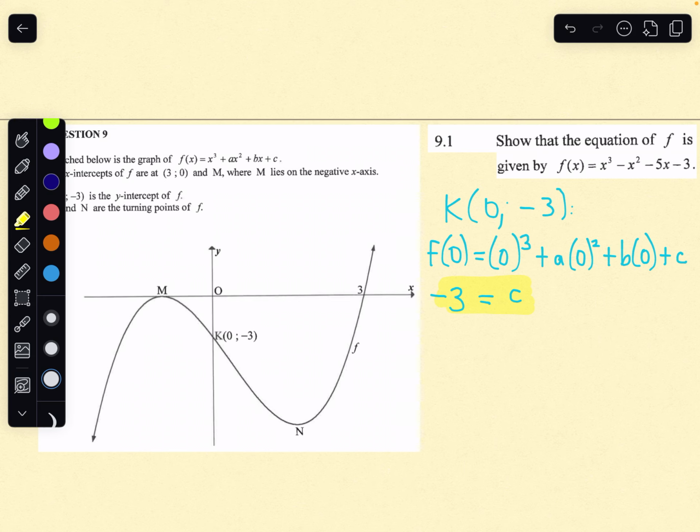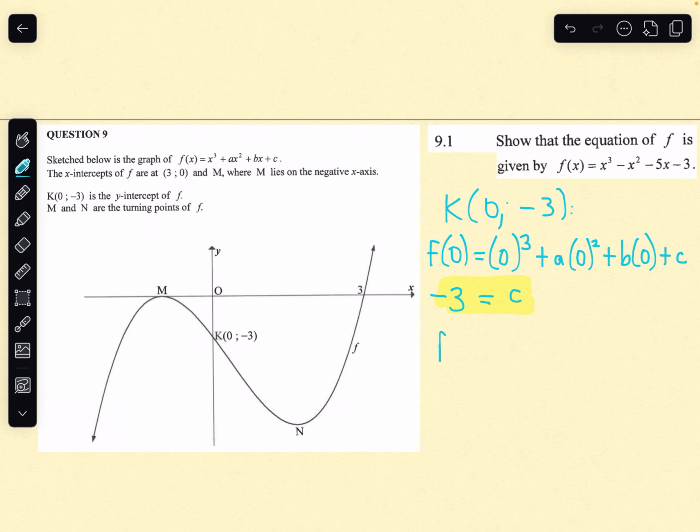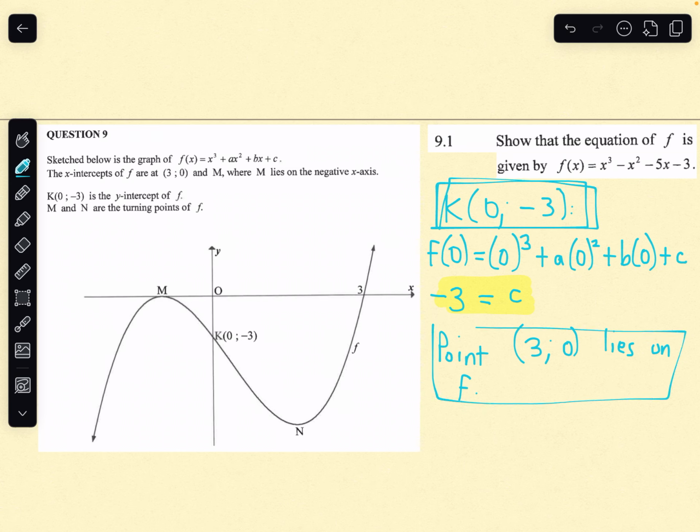Okay, next up, I'm going to put in this x-intercept. So we know that point (3, 0) lies on f. So this was the first clue that we used. This is the second clue that we're going to use. So then we know that f of 3 is equal to 0.